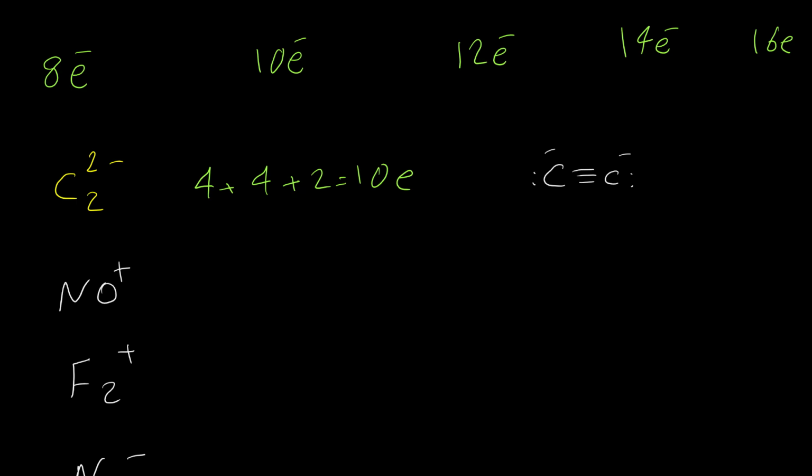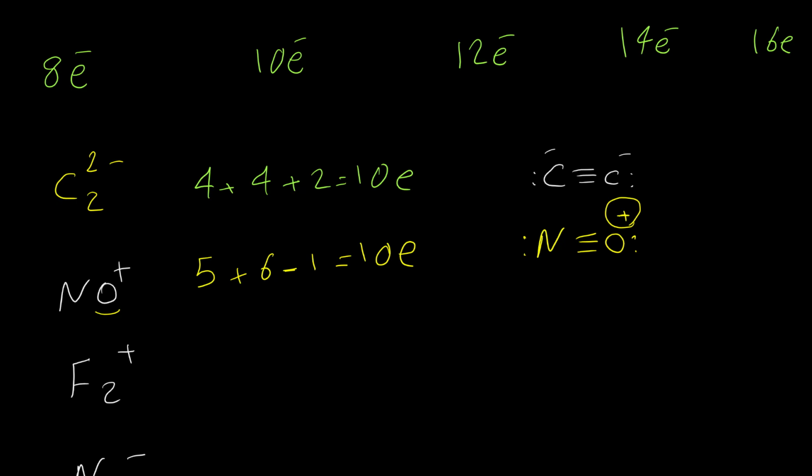NO+. Nitrogen has 5 valence electrons. Oxygen has 6, but because we have a positive charge, we lost 1 electron, so minus 1. Again, it is 10 electrons, so we have a triple bond in NO+. And here we have a formal positive charge on oxygen.